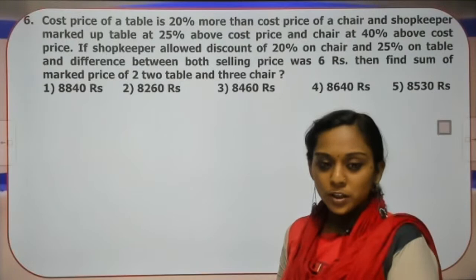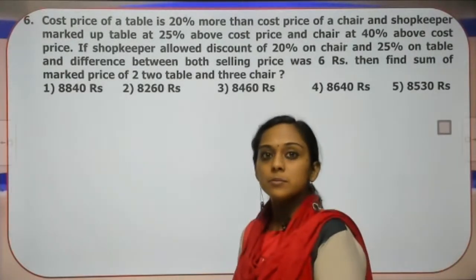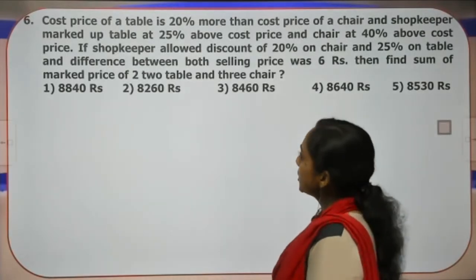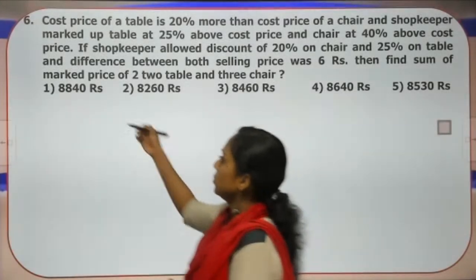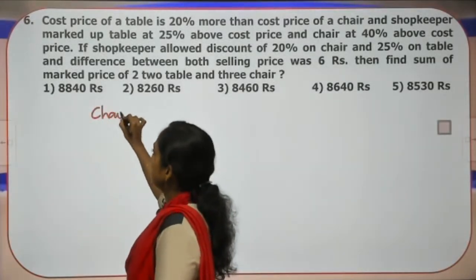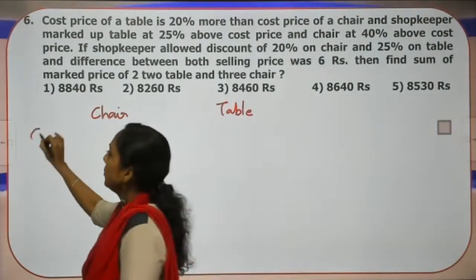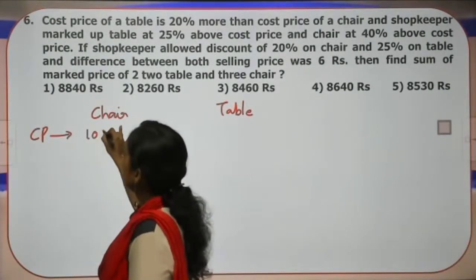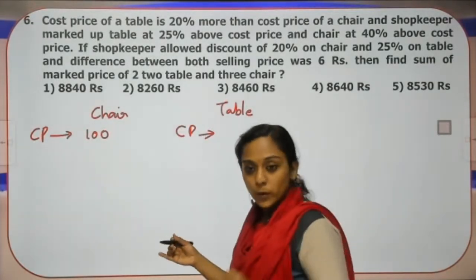So anyway, I'm moving into the next question, question number 6. The cost price of a table is 20% more than the cost price of a chair. So this is chair and this is table. Let the CP of the chair be 100, then what will be the CP of the table? 20% more means that is 120.